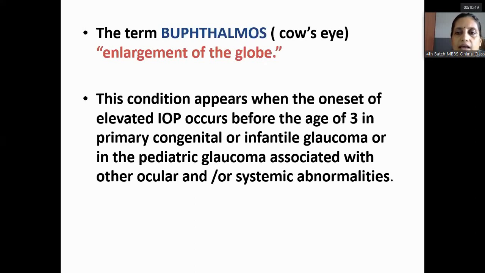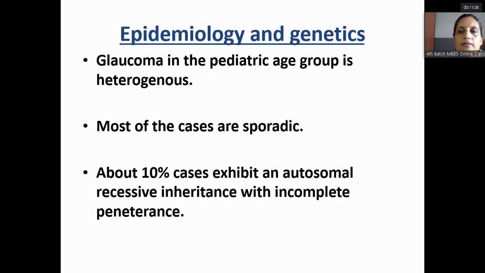So this condition appears when the onset of elevated IOP occurs before the age of 3, in primary congenital or infantile glaucoma, or in pediatric glaucoma associated with other ocular or systemic abnormalities. Glaucoma in the pediatric age group is heterogeneous, and most of the cases are sporadic. So you can find cases anywhere, and about 10% of cases exhibit an autosomal recessive inheritance with incomplete penetrance.